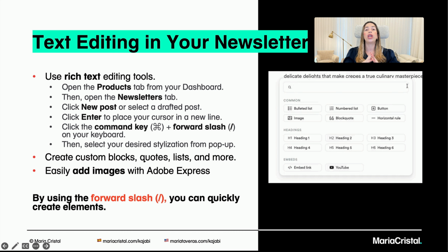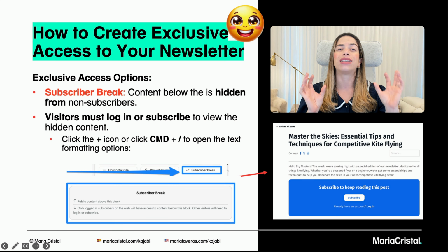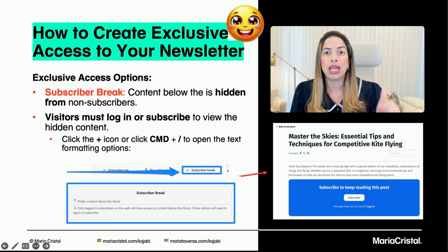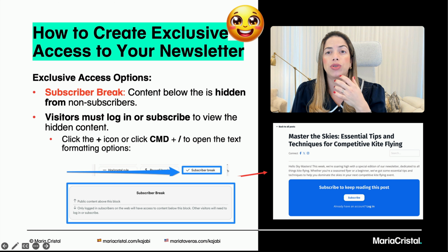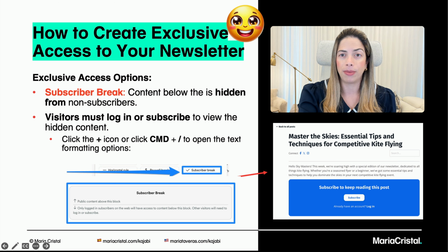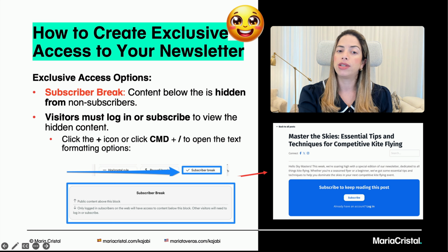When we are editing your newsletter, you're going to see that we can add different content. We can add bulleted list, numbered list, buttons, images, different kinds of headings, embed content from YouTube, from TikTok, from X or Twitter, and you will be able to add two kinds of breaks to offer exclusive access to this newsletter. One of those breaks is the subscriber break. Here, it's a powerful way to encourage people to subscribe. They won't see the content below this break until they subscribe. So that's one of the breaks you can add.